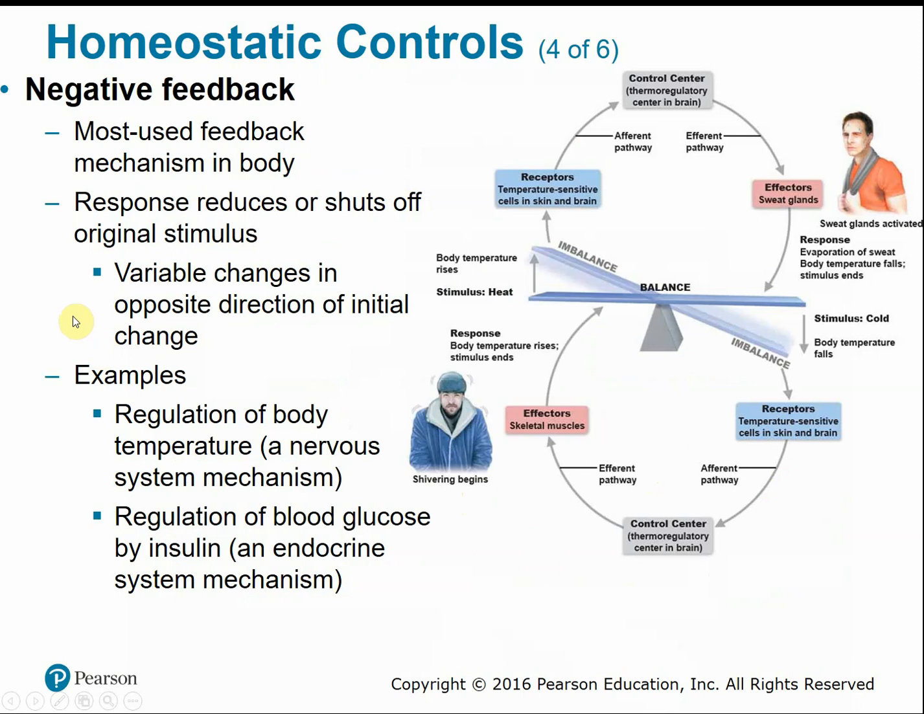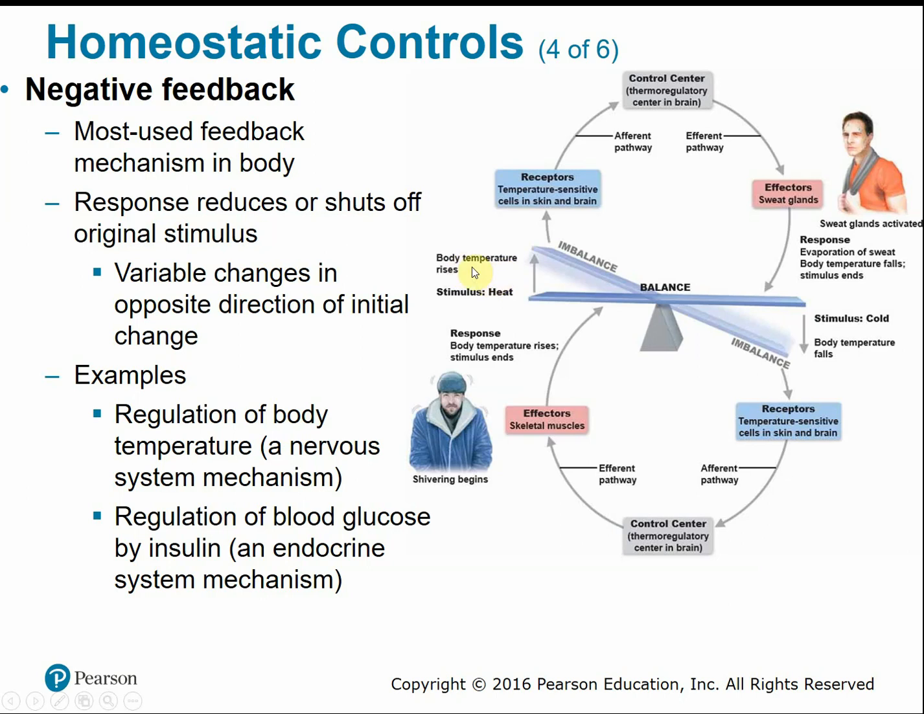Negative feedback is most commonly used in the body. Like we said, with negative feedback, we're going to essentially shut off the original stimulus. We're going to turn it off. We don't want to ramp it up, we want to turn it down. So our variable is going to change in the opposite direction of the initial change. In this example, body temperature rises as the stimulus, so our response in a negative feedback would be the body temperature going back down.